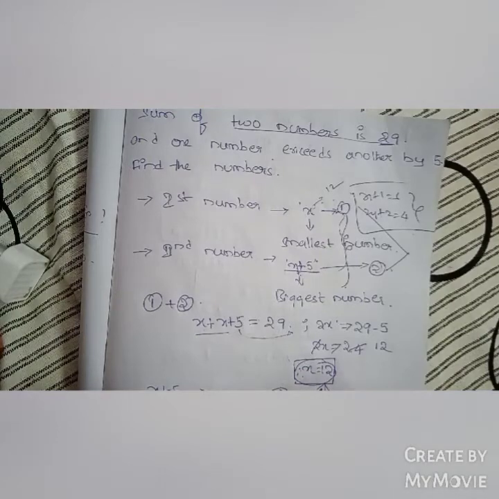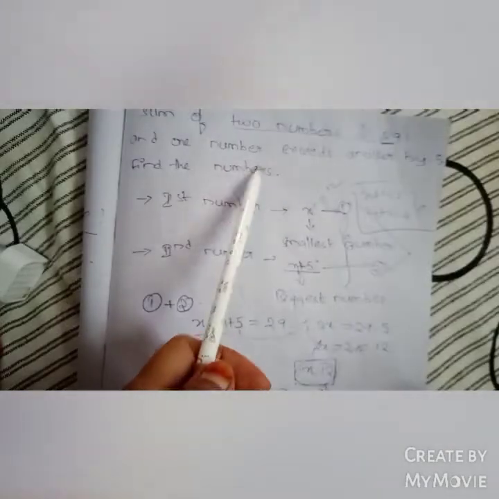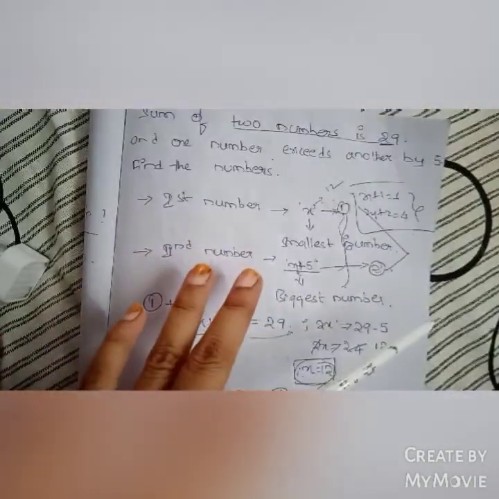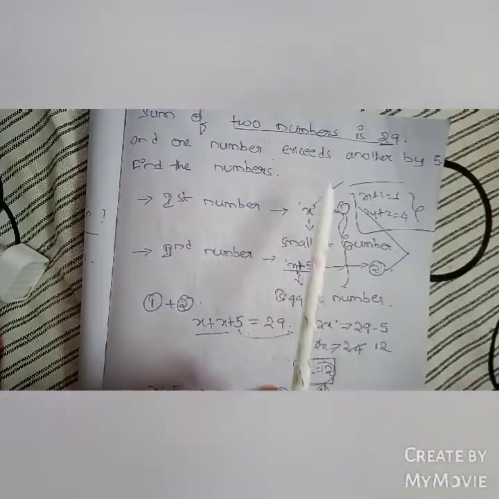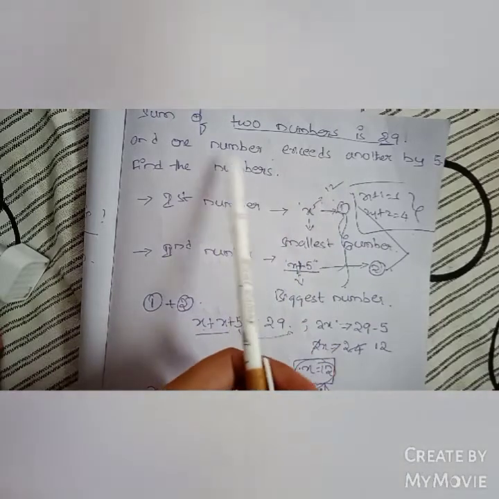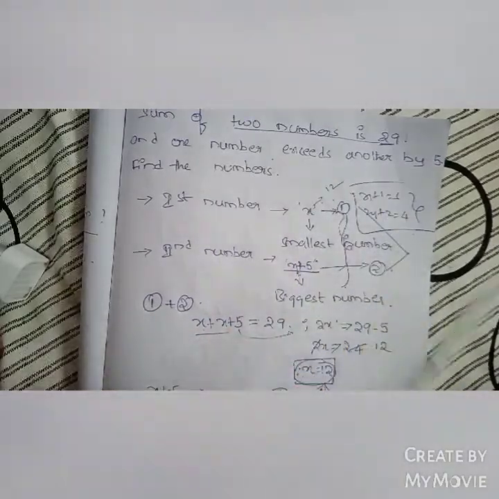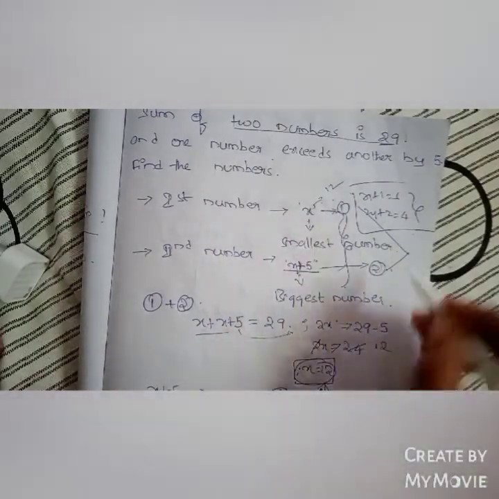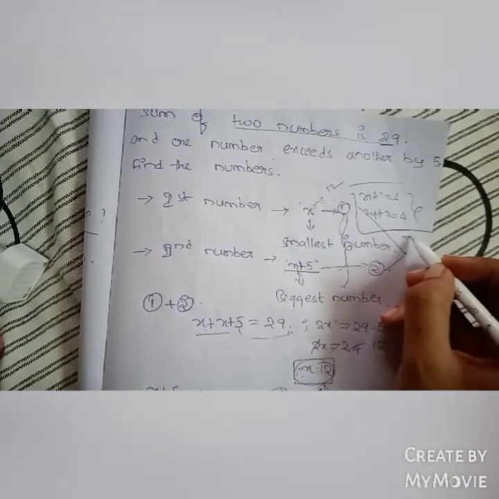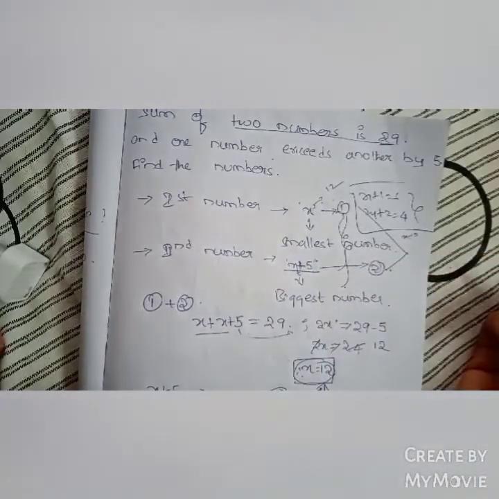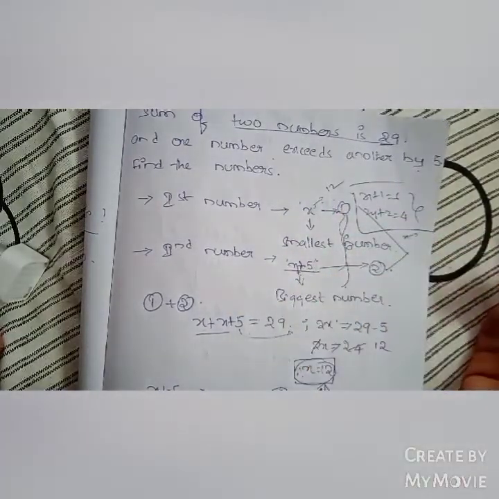So find the numbers. From this, we don't know what the numbers are. So let's take the first number as x and the second number as x plus 5, because one number exceeds another by 5. Suppose the first number is x, then the second number will be x with 5 added, because it exceeds by 5.